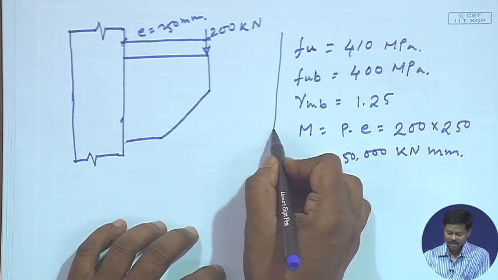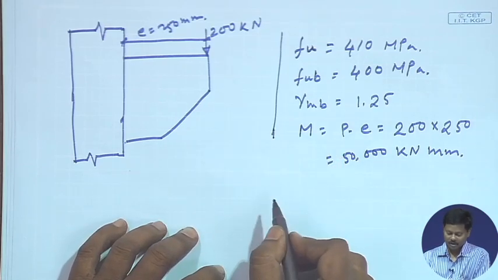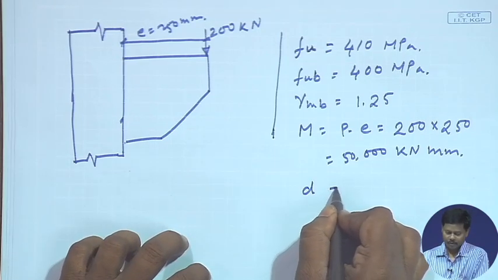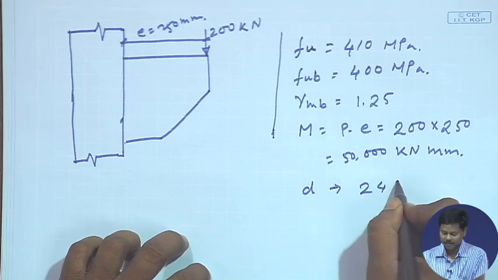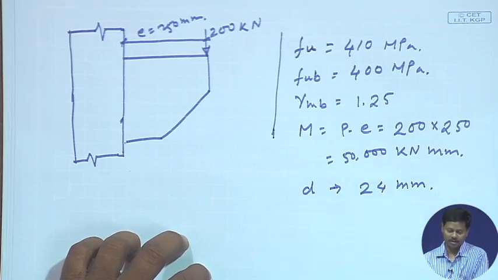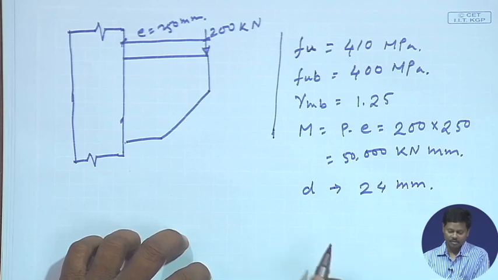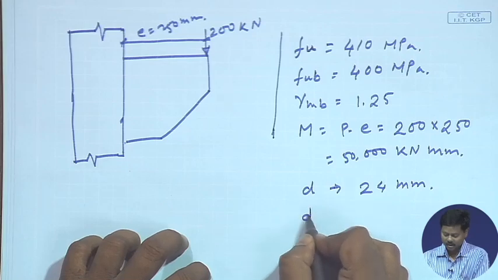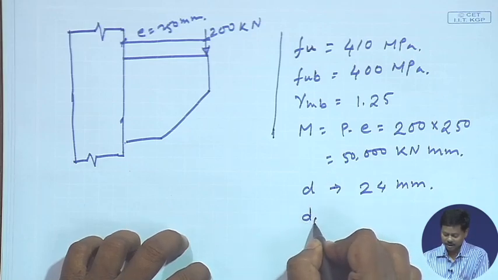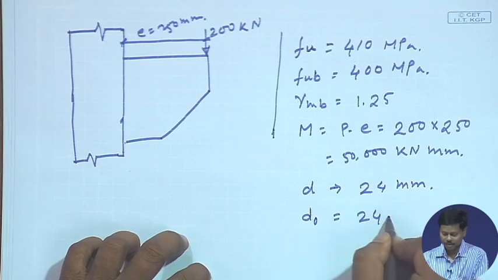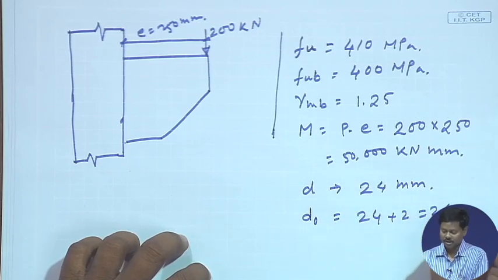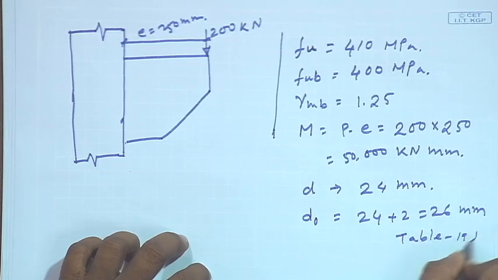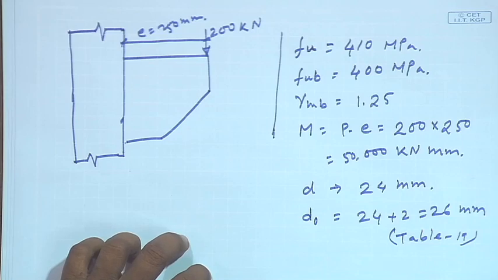Now, we have to decide a certain number of bolts and a certain diameter of bolt. So, diameter of bolt we can provide, for example, 24 mm diameter of bolt in the connection, right. If we provide 24 mm bolt, then the hole diameter D0 will become 24 plus 2, that will be 26 mm. This we can find out from table 19 of IS 800, right.